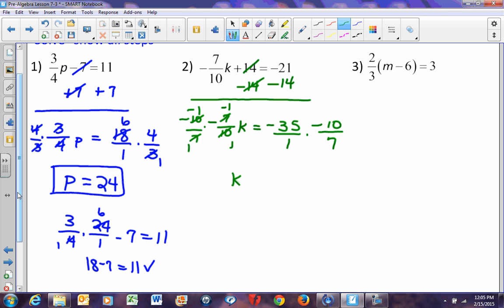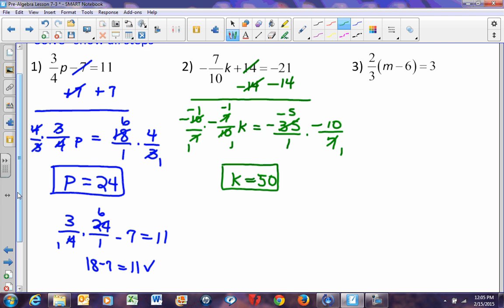Again, we can cross cancel. 7 divides into itself once, and divides into negative 35 negative 5 times. Negative 5 times negative 10 is positive 15. We have to be careful not to lose negative signs in these problems or you will get the wrong answer. Let's look at problem number 3.